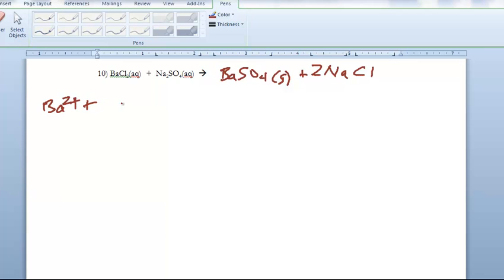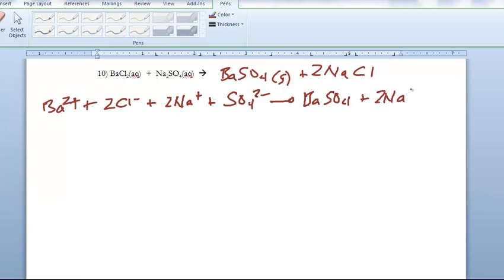Now after you do enough of these, I think you'll find that you can start to go a little faster. But not too fast that you start making mistakes. I was thinking about the sulfate already. Okay, so that's barium. Let me back up. 2 chloride ions, all right, plus 2 sodium cations and 1 sulfate, and that leads to solid barium sulfate plus 2 sodium cations, 2 chloride.